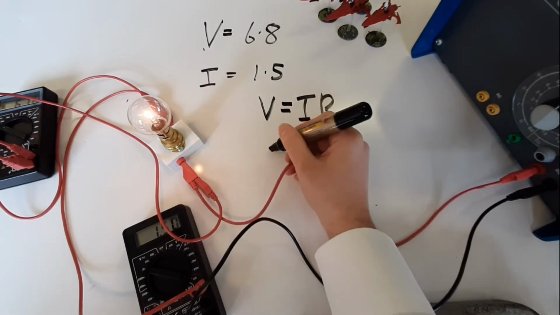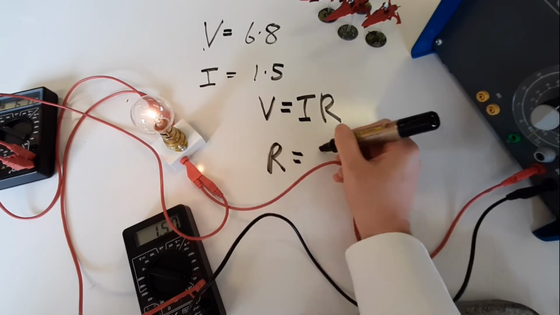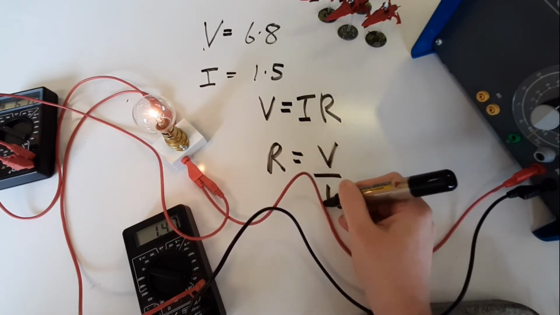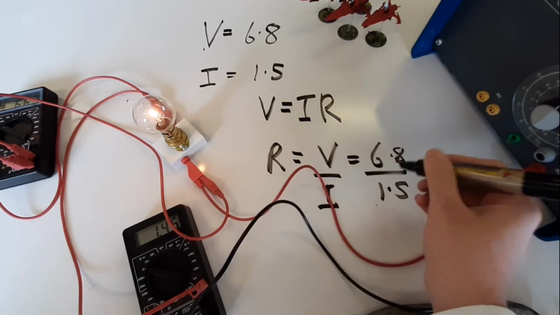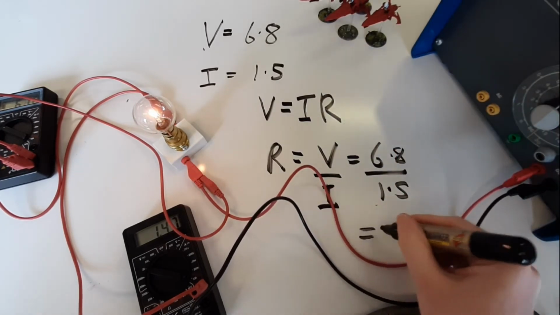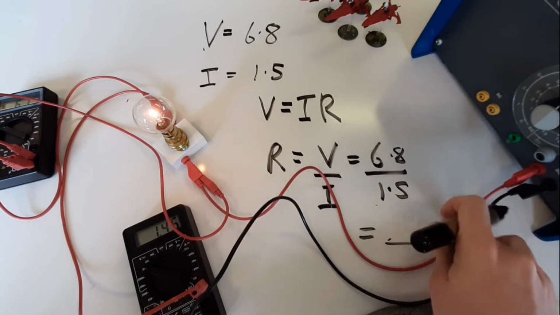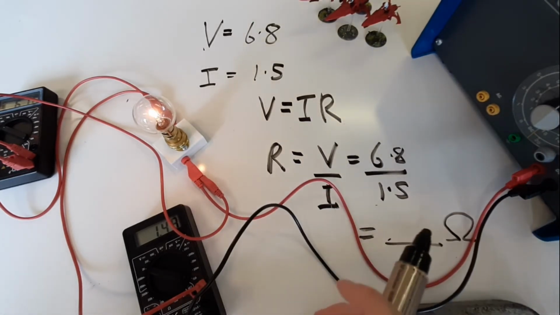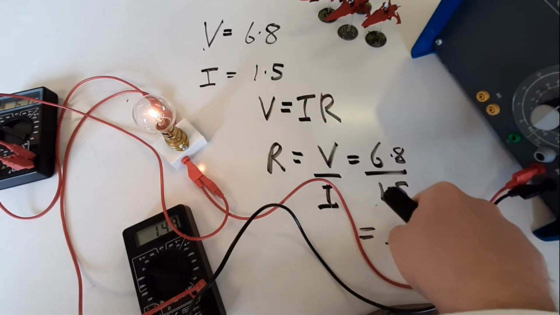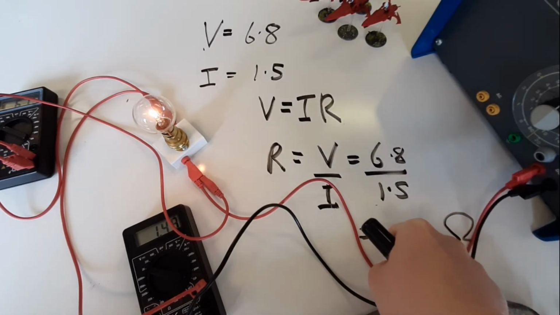Okay, no. Resistance is equal to V over I. And then 6.8 over 1.5. I don't have my calculator with me, but you can come up with that. And the units for resistance are going to be ohms. There you go. Let me know in the comment section below what that number should be. I haven't got my calculator with me. I should have brought it with me, but I didn't. So there we go.